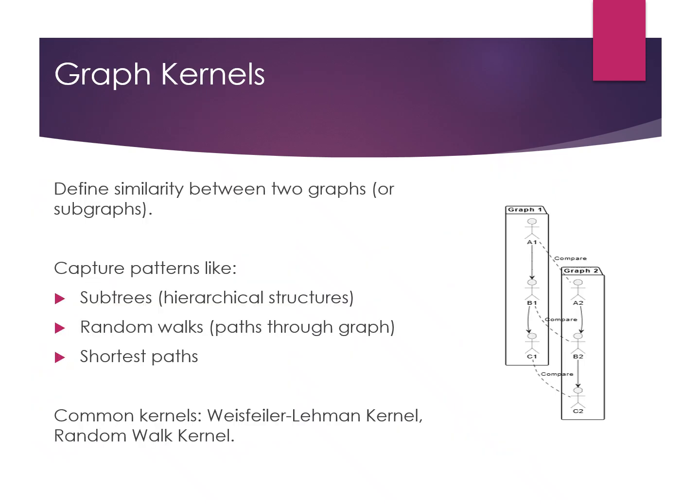Let's come to graph kernels. Graph kernels define similarity between graphs. They capture structural patterns like subtrees, random walks, and shortest path. Subtrees basically show the hierarchical structures, and the random walks show the path through the graph. Common kernels include the Weisfeiler-Lehman kernel and the random walk kernel. In our analogy, this is like the teacher comparing different groups of students with similar behaviors.